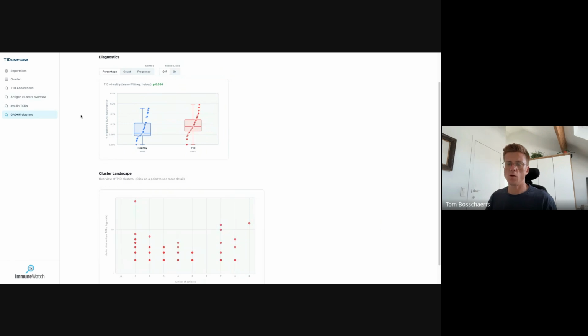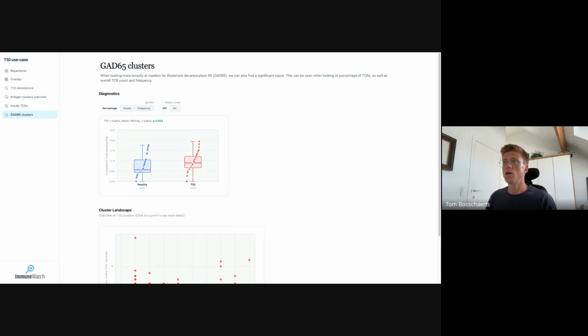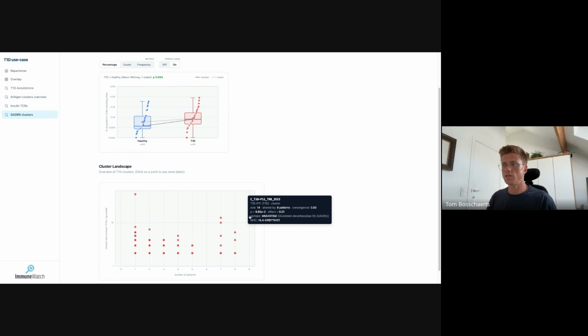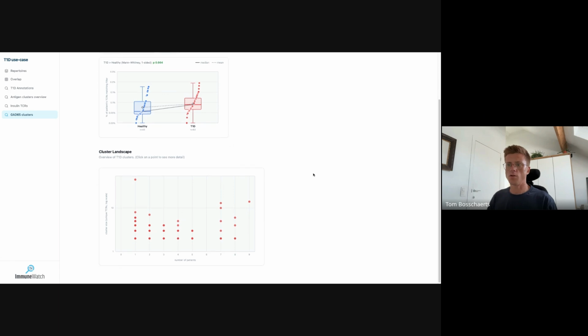And then one last view I wanted to share is another antigen, where we look more broadly at glutamate decarboxylase 65. We also see a significant signal there. And the alternative view here is that for some of these clusters, you can see that they are really shared by different patients. This one is shared by 9 different patients, and there are 14 TCRs in this cluster altogether. So these are all really interesting clusters to take deeper dives in, and that really provide an insight into the dynamics, I think, of the response.